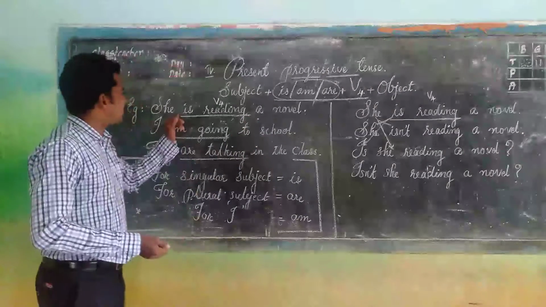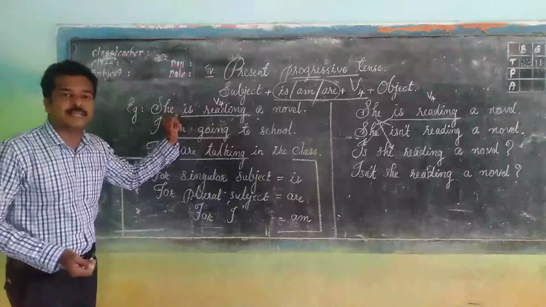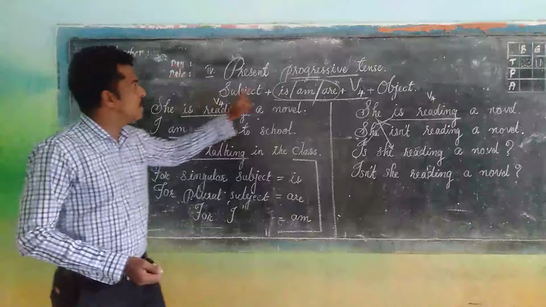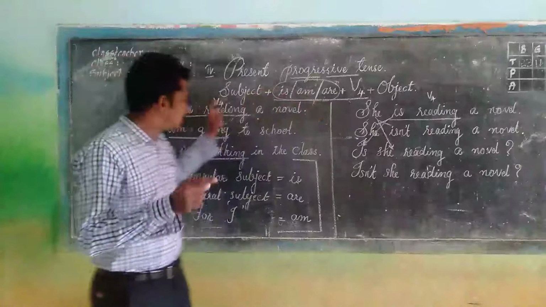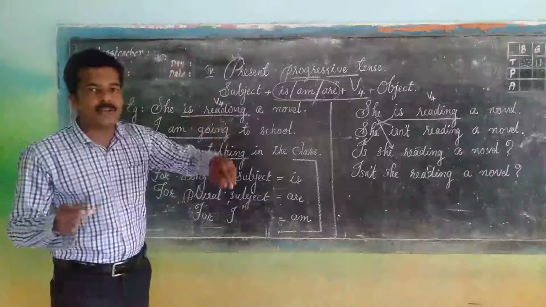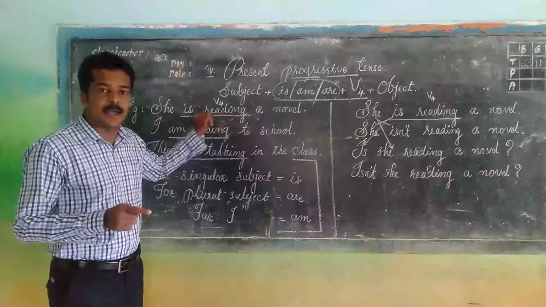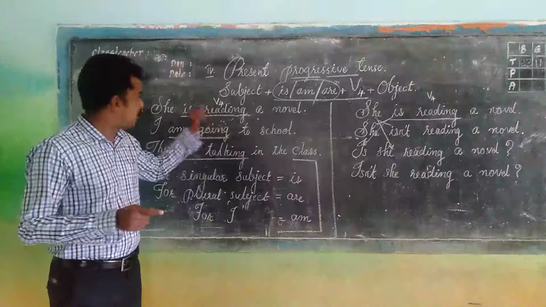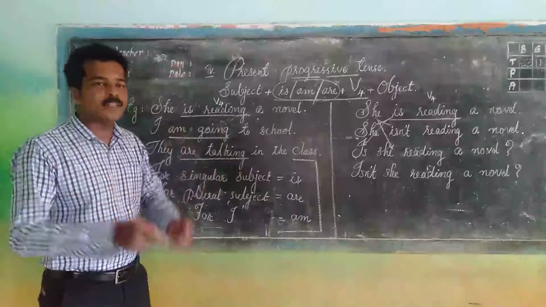Listen, in this sentence, she is reading a novel. Is is used as a helping verb. As I told you, is or am or are we use in present. So is present, and as I told you before, in progressive tenses we use ing form. Ing form in the sense progressive. So present progressive tense.